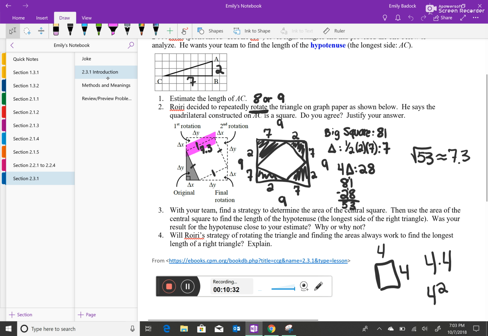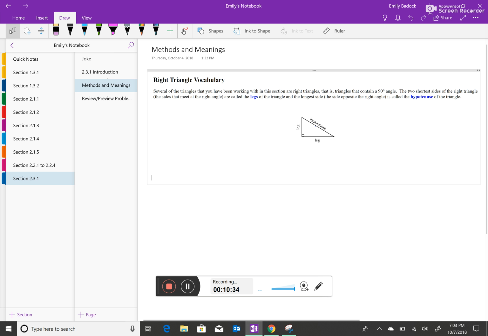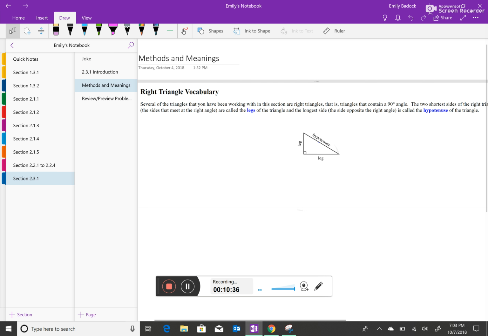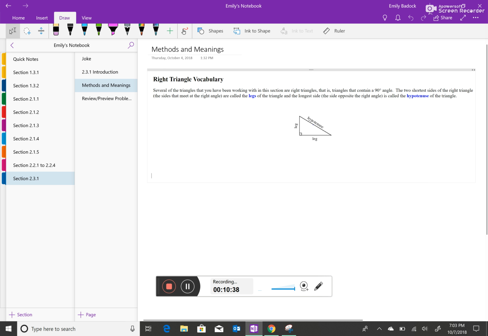Alrighty. So let's go back to our methods of meaning. So this is in your book for you, but I would jot this down just in case you don't remember it, and this will go on our vocab sheet that I will be giving to you probably Tuesday in class. So right triangle vocabulary.